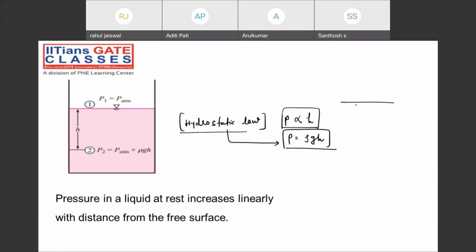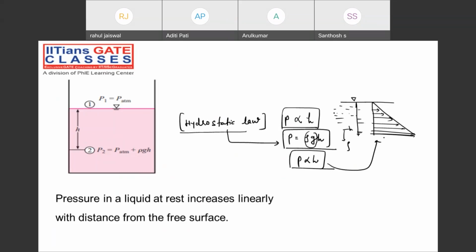When you are moving downward from the free surface, the pressure keeps on increasing. And how is it varying? It is going to vary linearly unless the density of the fluid changes. Let's suppose that at all depths the fluid layer is constant. The density is constant. G is constant. So can I say directly that P is directly proportional to H? Yes or no, guys?